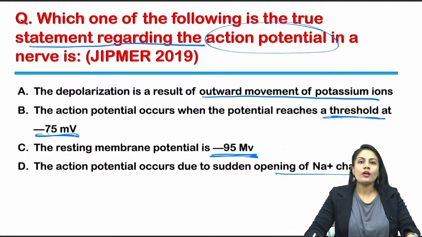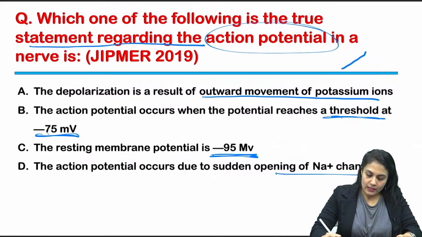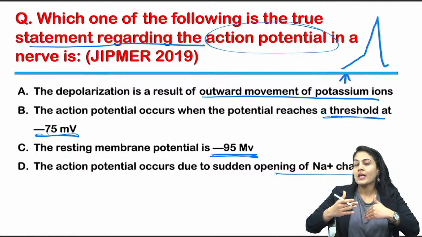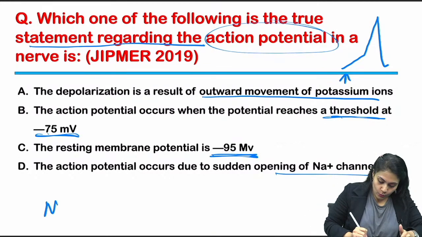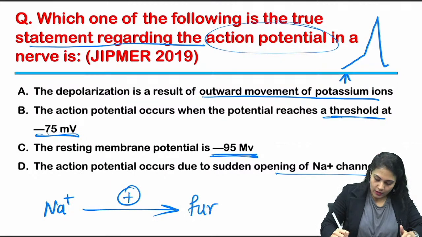Yes, D. I got the right answer. That is D. Why D? Understand that when we talk in terms of action potential, first of all, when we give threshold stimulus, a few sodium channels will open. The few opening of sodium channels will stimulate the further opening of other new sodium channels.